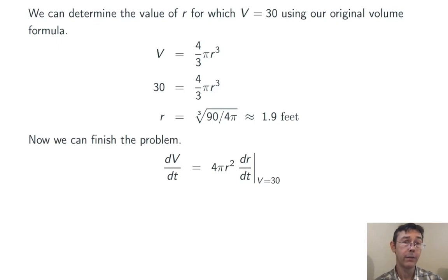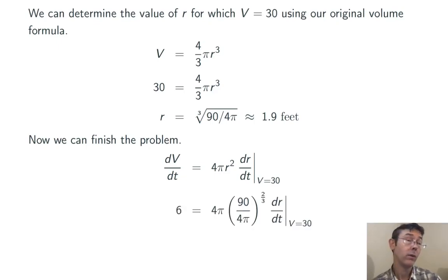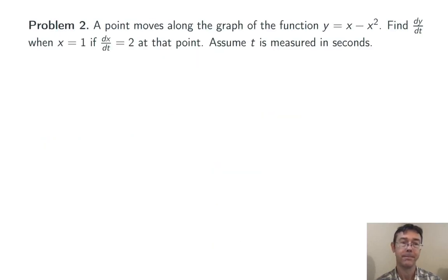Now we really are ready to finish the problem. Going back to the relationship that I have between the derivatives from the previous slide, dV/dt equals 4 pi r squared dr/dt at V equals 30. And plugging in r when V is equal to 30, that is the cube root of 90 over 4 pi, about 1.9 feet. And solving it for that dr/dt, I get about 0.13 feet per minute. That's the rate at which the radius of this sphere is increasing at that point in time.